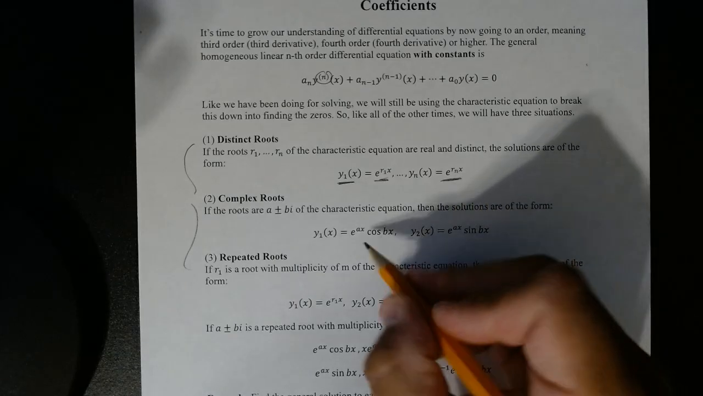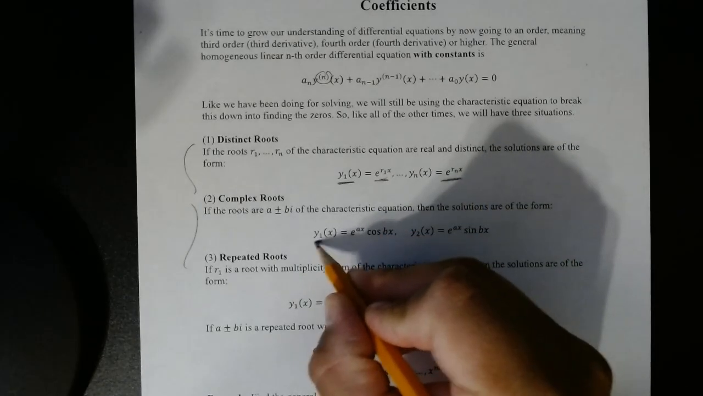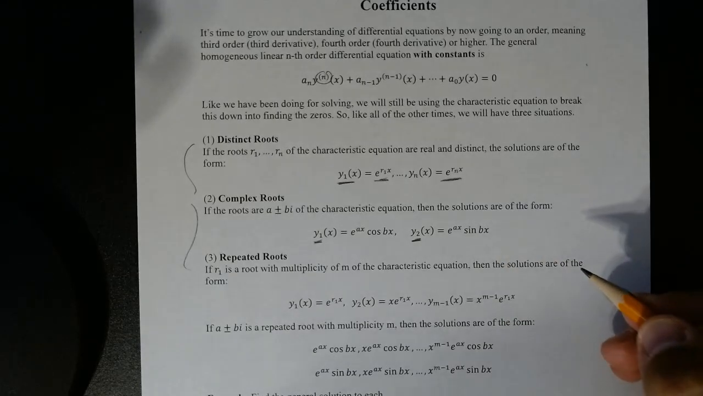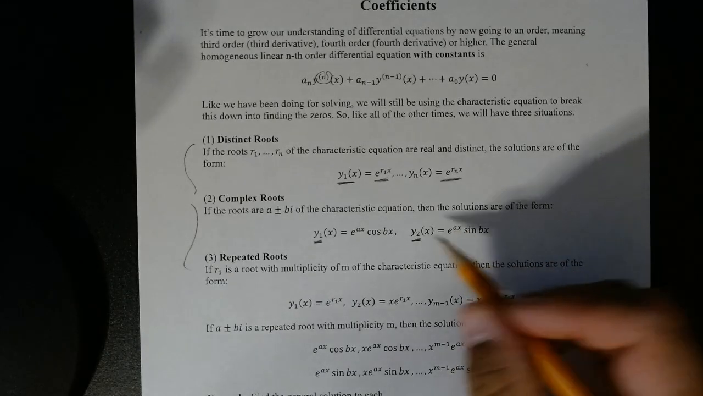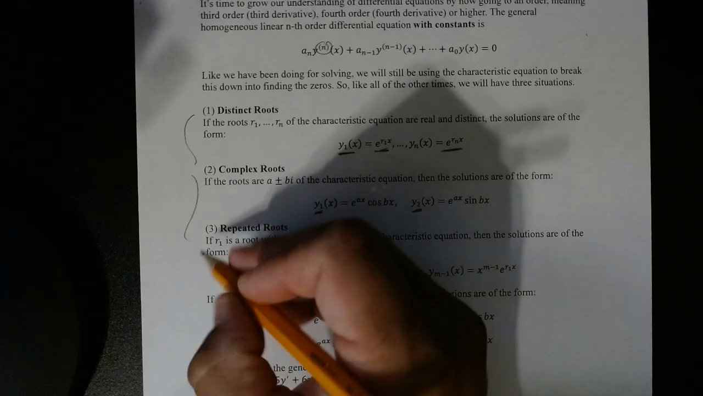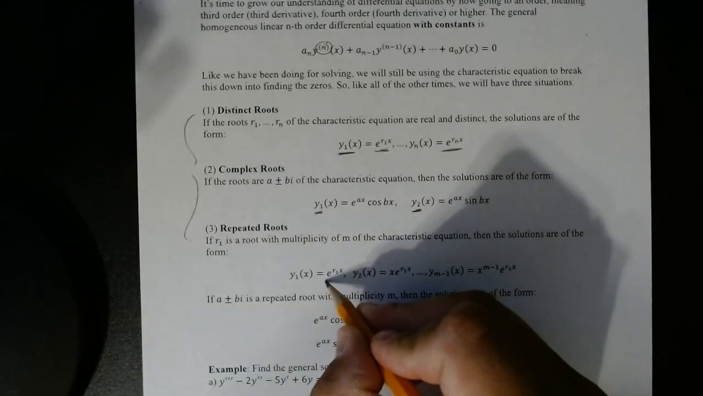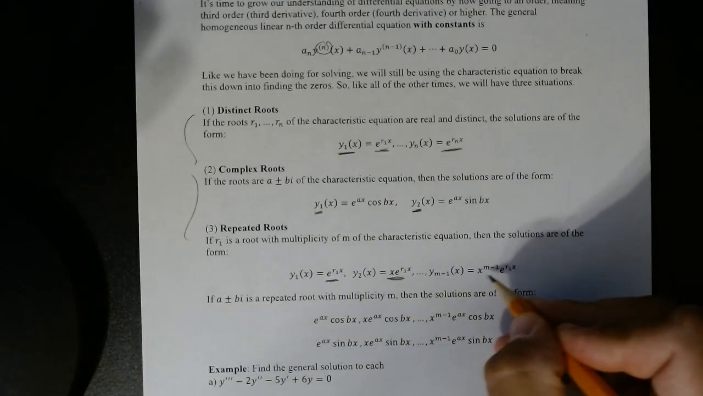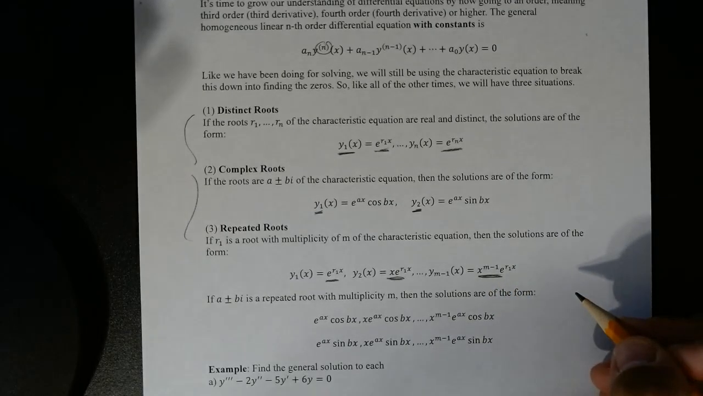If they're complex, this is going to be a little different now. We're going to have two of them. One is cosine, one is sine, not the addition of them anymore. And repeated ones are going to look like the same thing, except for t, it's going to be simply x now, to that power.